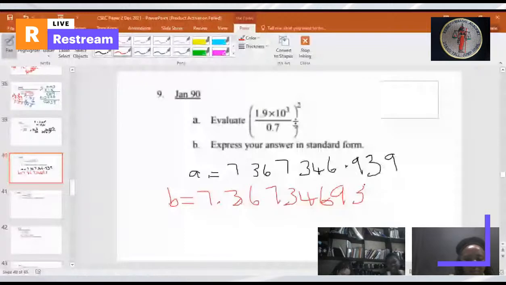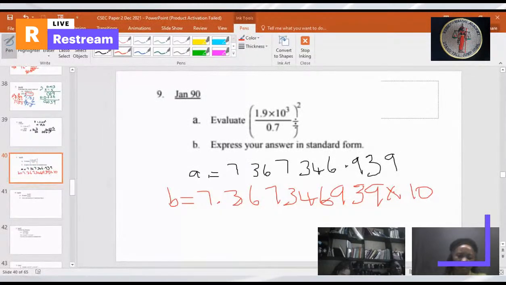And times 10 to the... one, two, three, four, five, six, seven, eight, nine. Miss, 10 to the 9? How many places would it need to move to get it back to here? That's one, two, three, four, five, six. Six, Miss. 10 to the sixth power. Yes, Miss.